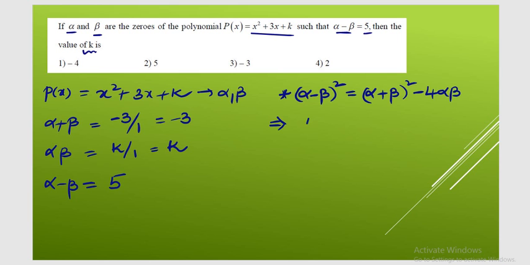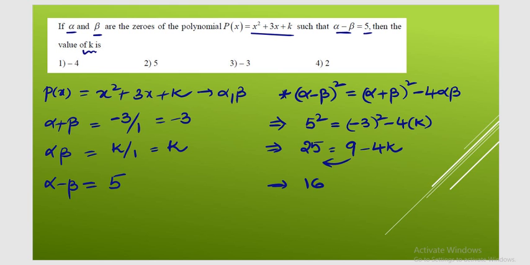Now since we know the values, directly substituting the values, 5 square is equal to minus 3 whole square minus 4 times of what is alpha into beta? It is nothing but k. Now on simplifying this, 5 square is 25 is equal to 9 minus 4 times of k. When I transpose this 9, it becomes minus 9. So 25 minus 9 is 16 is equal to minus 4 times of k. So from this k is equal to 16 by minus 4, which gives me minus 4. So the value of k is minus 4.